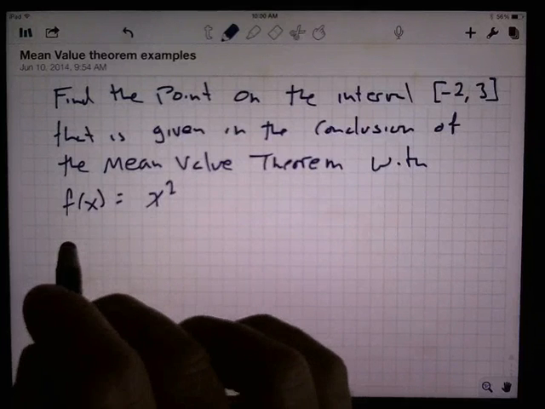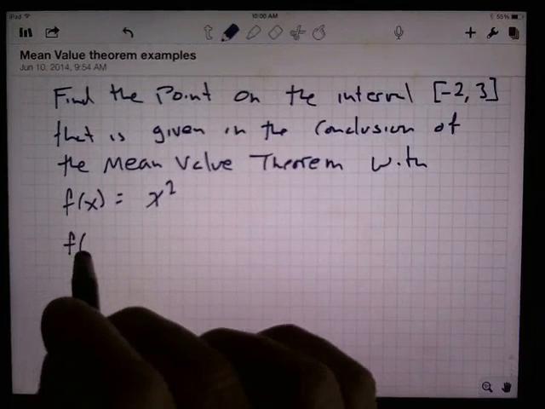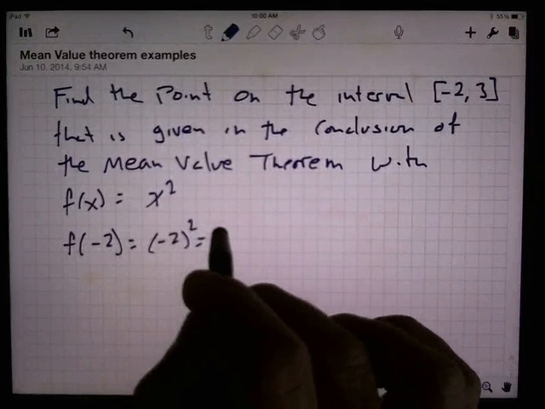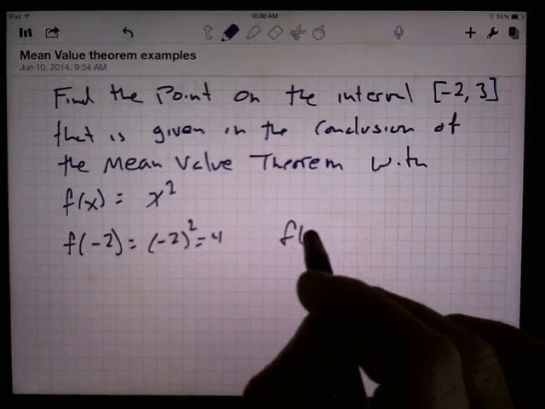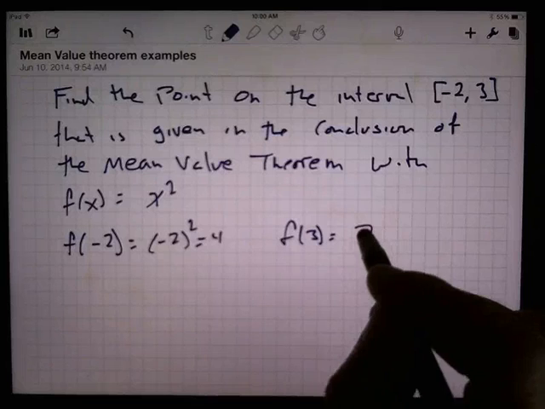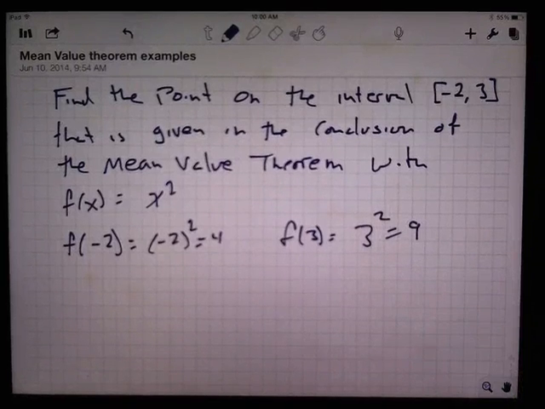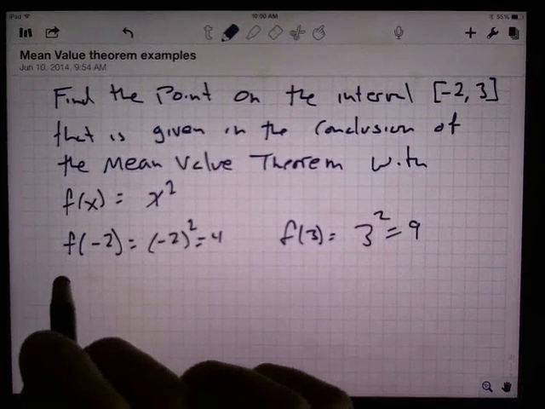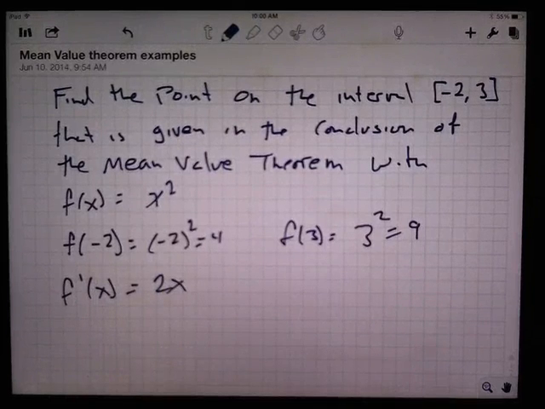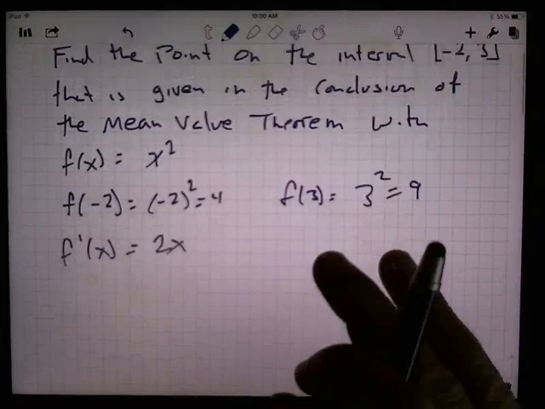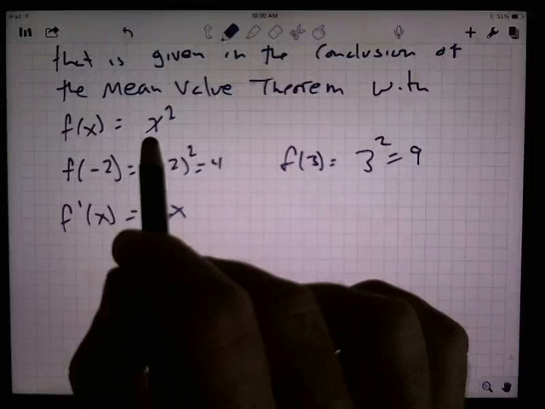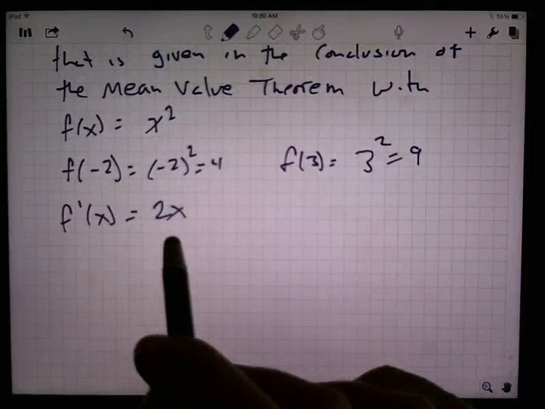Okay, so notice f of -2 is equal to (-2) squared, which is 4, and f of 3 is 3 squared, which is 9. Also, I noticed that f prime of x is equal to 2x. So, what's the mean value theorem? First of all, this is a continuous function, right? It's polynomial, it's differentiable. We just took its derivative.